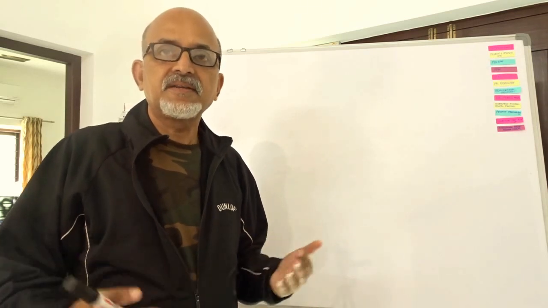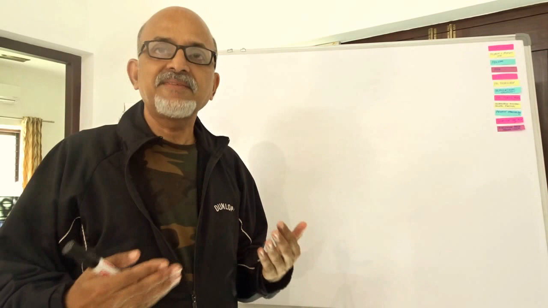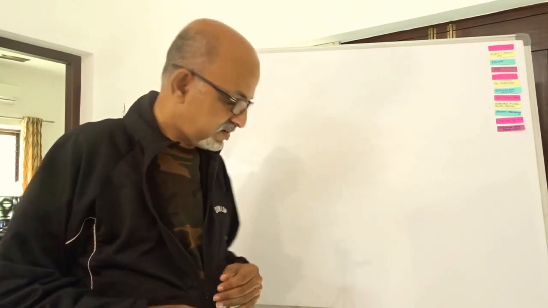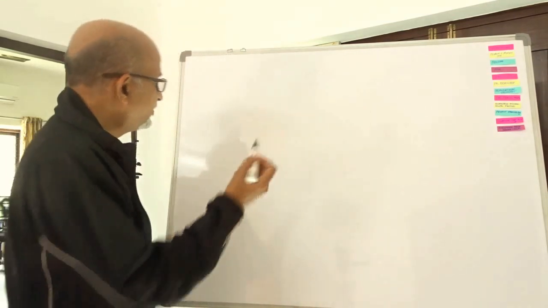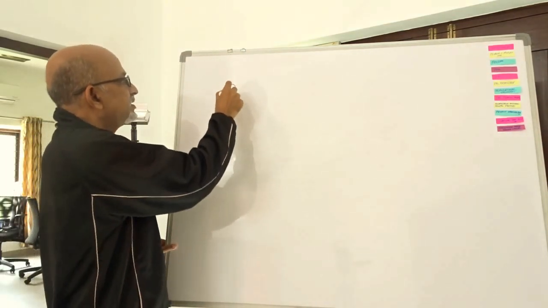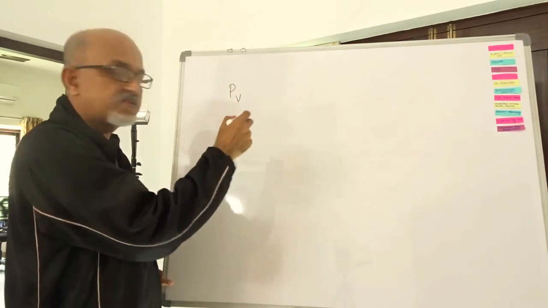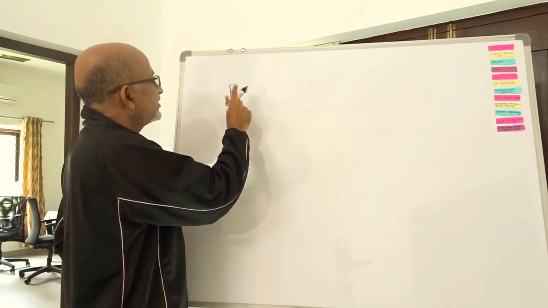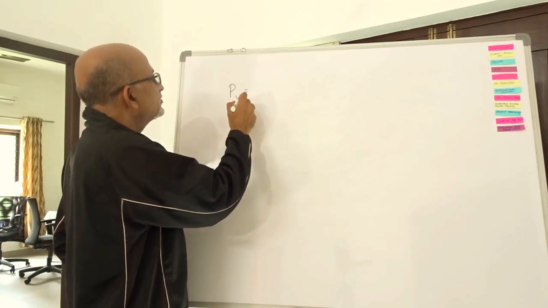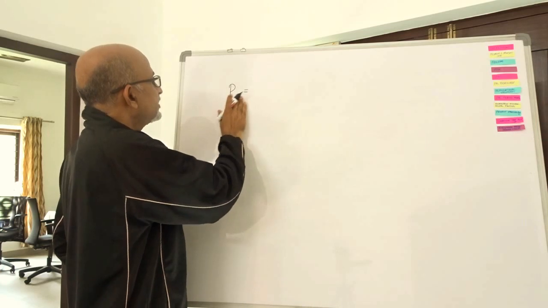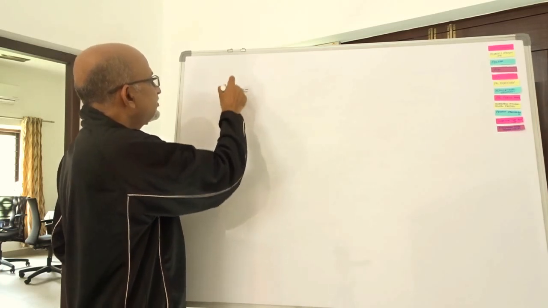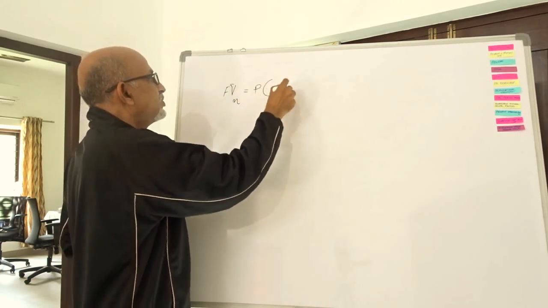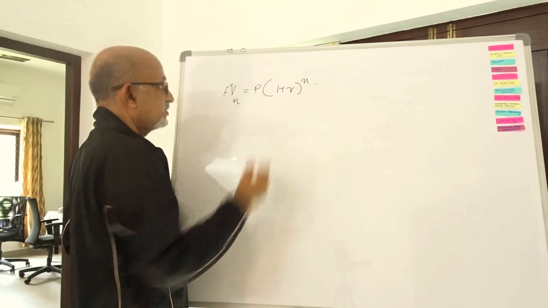So let us start now. We'll start with the time value of money. That means if I put some money in the bank, which is the present value, for 5 years. So we'll say the future value after n years is present value into 1 plus r to the power of n.